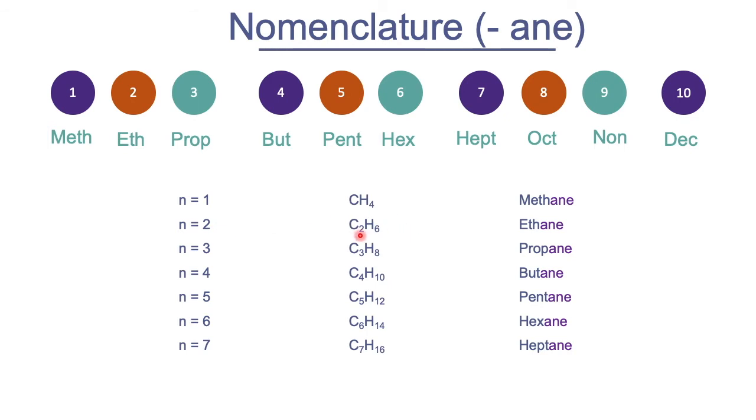N equal to 2 for C2H6. We know 2 carbon atoms correspond to eth, and then it is an alkane, so we write ane, that is ethane. 3 is prop, propane. 4 is but, butane. So like that you can go on to pentane, hexane, heptane, octane, nonane, and decane. And this is how you write names of these carbon compounds.